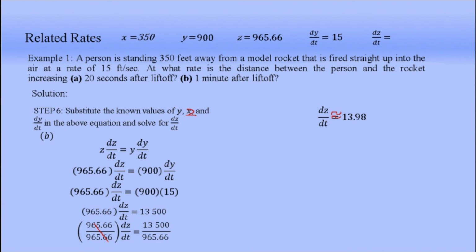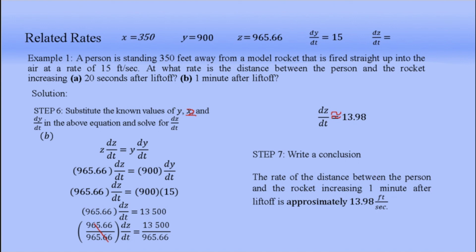And now step 7 is to write a conclusion. And so the rate at which the distance between the person and the rocket is increasing 1 minute after liftoff is approximately 13.98 feet per second. So again, the rate of the distance between the person and the rocket increasing 1 minute or 60 seconds after liftoff is approximately 13.98 feet per second.